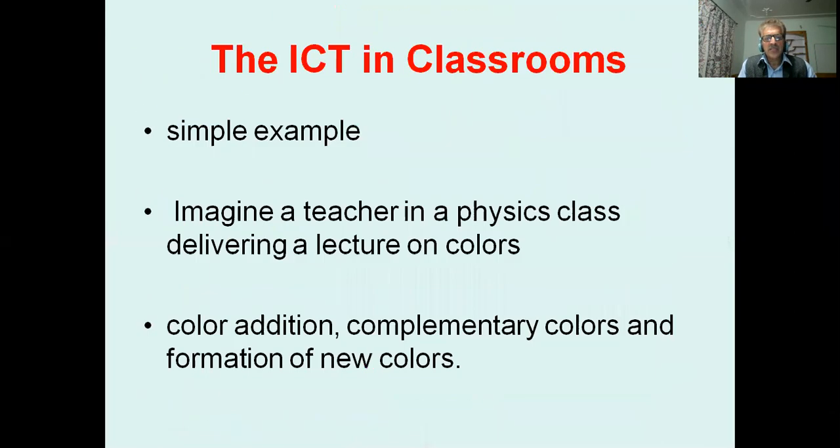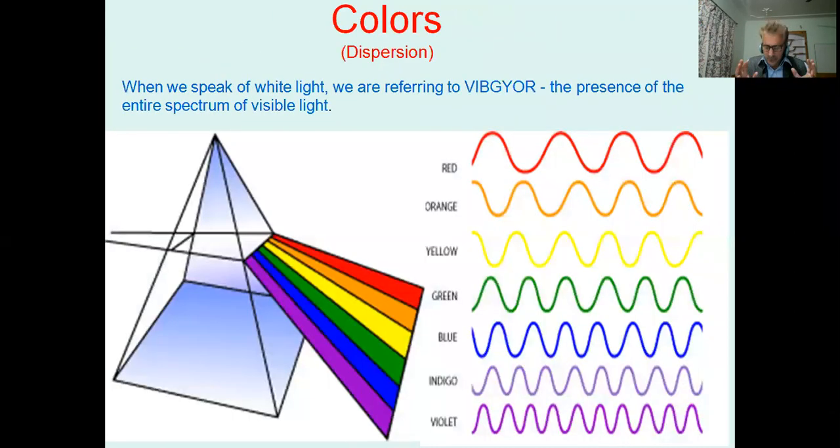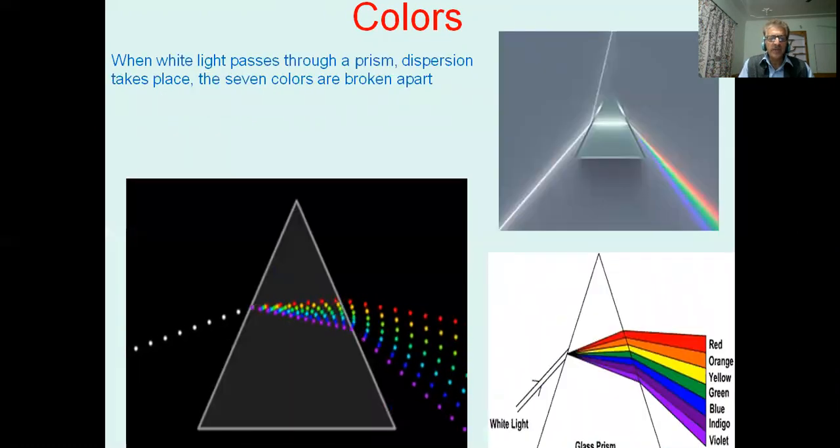Now, let us move to how you explain colors to the students. We know that white light is made up of 7 colors. And when this white light passes through a prism, the prism breaks it down into 7 colors. And you can show it by using an animation like this.